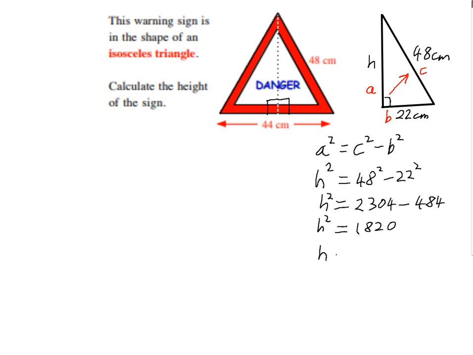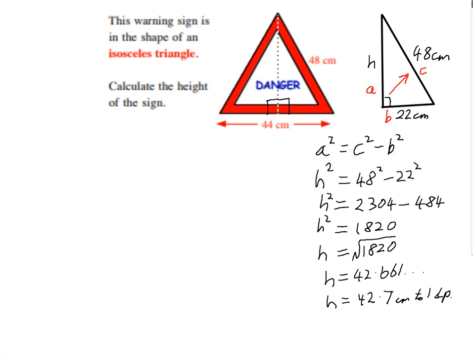So to find H, we need to take the square root of both sides. The square root of 1,820 is 42.661, and then lots of other numbers in the other decimal places. I'm going to round that to one decimal place. 42.7. The 6 tells us that we need to round this 6 up. So 42.7 centimetres to one decimal place.